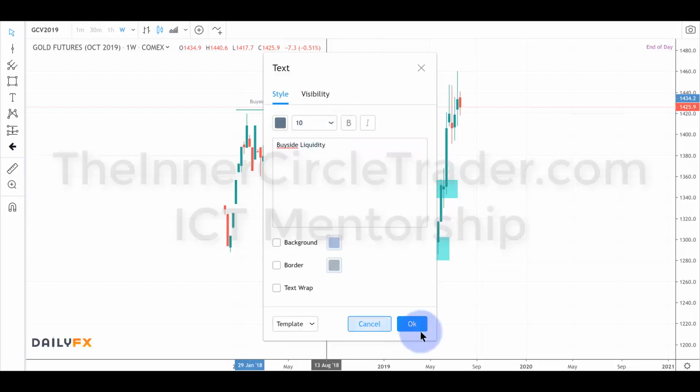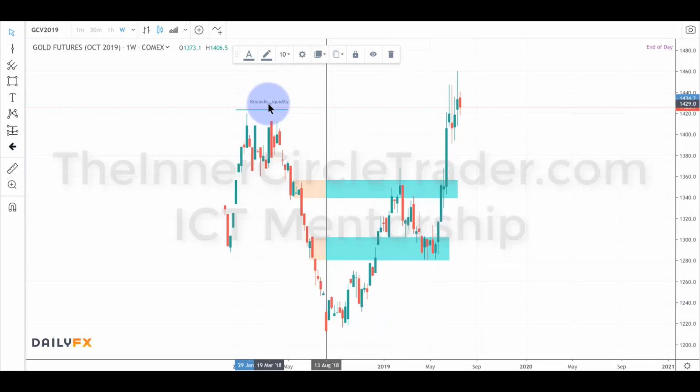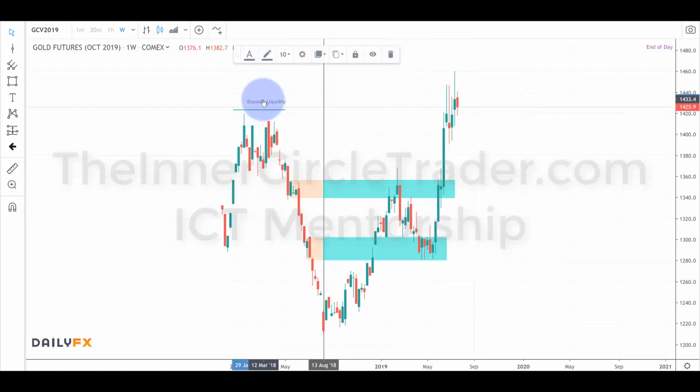And this would be the area at which we would look for price to want to rebalance. Okay. In these areas here, we're going to go down to a lower time frame. Again, this is a weekly chart.